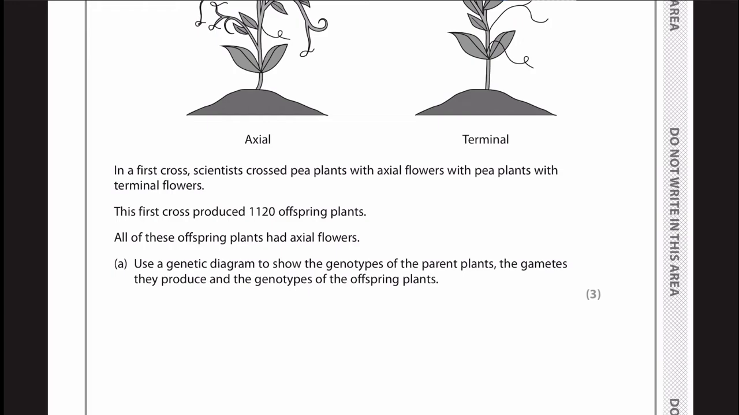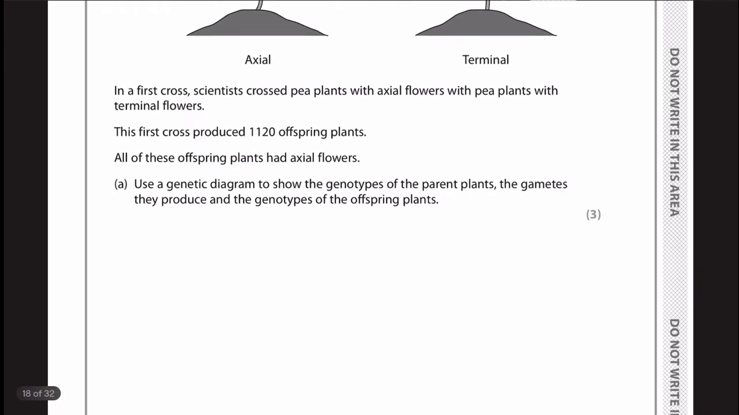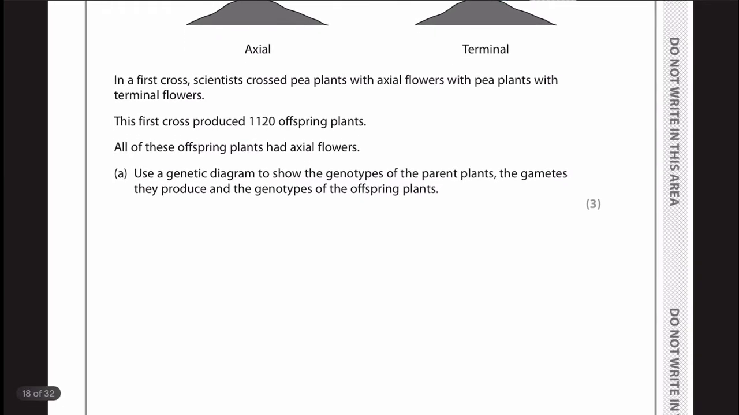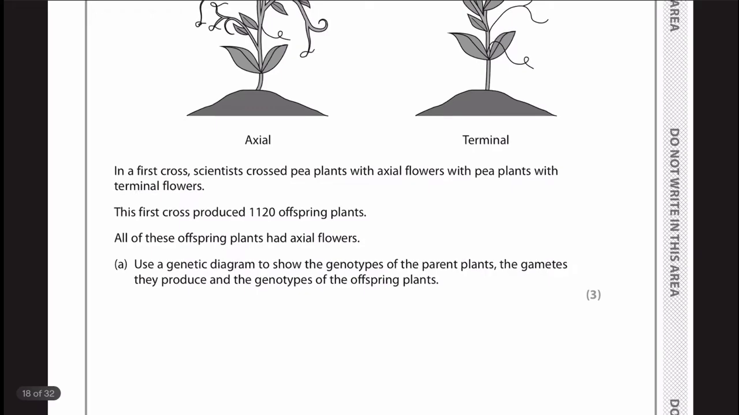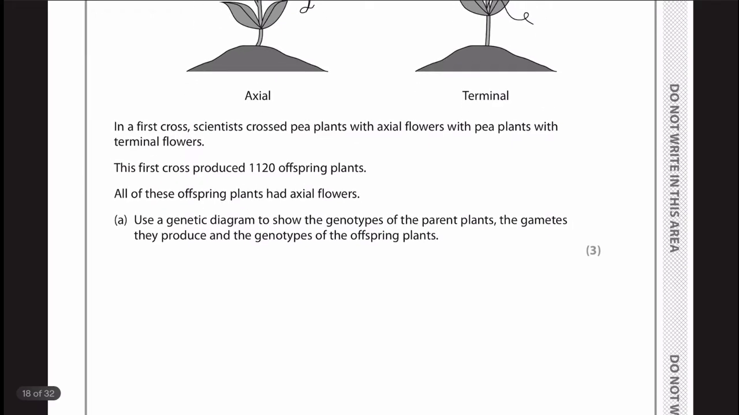And it wants us to use the genetic diagram to show the genotypes of the parent plants, the gametes they produce, and the genotypes of the offspring plants. Now, before we do anything here, we need to decide what our letters are going to be for our gametes and for our Punnett square. And just for simplicity, I'll just use A. Big A, little a, right? This one is dominant, recessive.